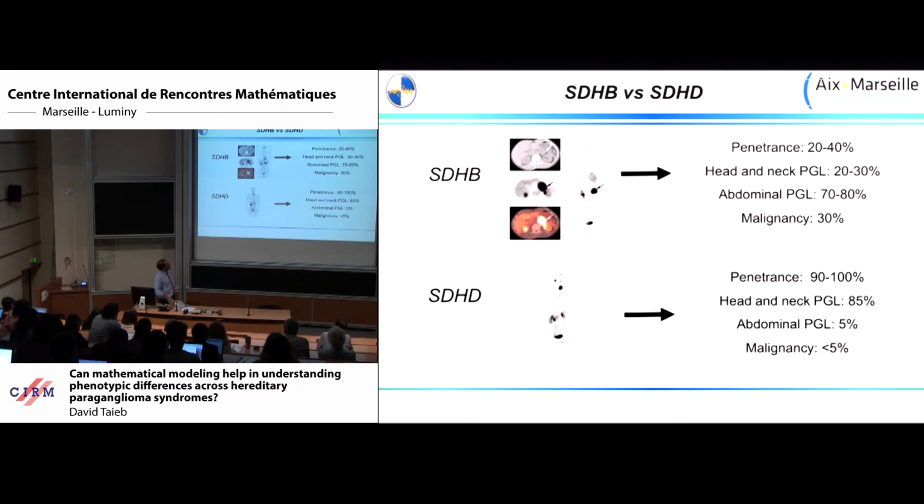And there are also many differences regarding the penetrance of the disease. Almost all patients with SDHD mutation with biallelic mutation will develop the disease, but only 20 to 40% of patients will develop the disease for SDHB. Most will have abdominal paraganglioma, some head and neck paraganglioma, but the coexistence of the two locations in the same patient is very rare, less than 3%, and the malignancy is highly elevated, 30%. But for SDHD, it's completely different. High penetrance, most of the patients will have head and neck tumors, very few cases with abdominal ones, very rare coexistence between the two kinds of location, and malignancy is very, very rare.